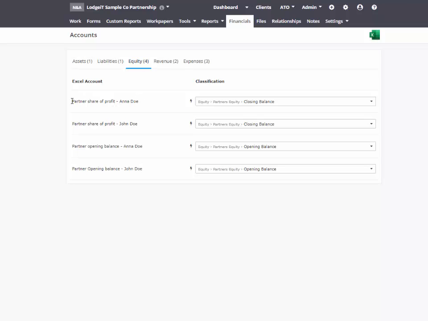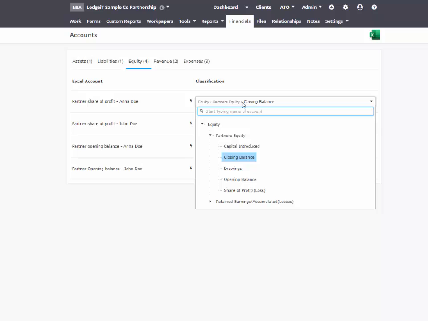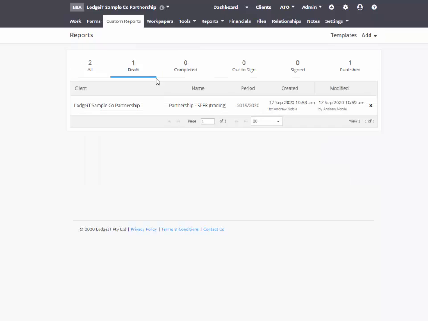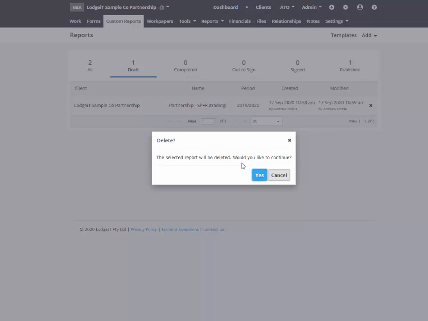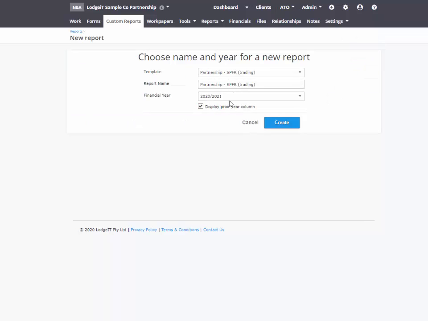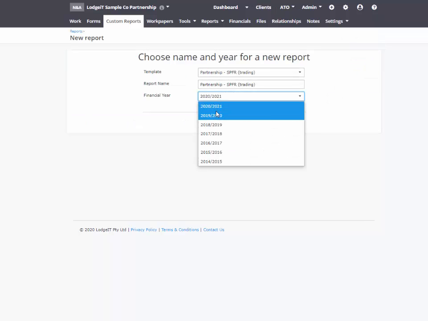Oh, okay, so you've got to be careful here because that's the share of profit, right? And that's opening balance. It's putting it to closing balance, which it's not. It's share of profit. Okay, so I fix those. And then I can go to work producing some special purpose reports. Okay, 2020.